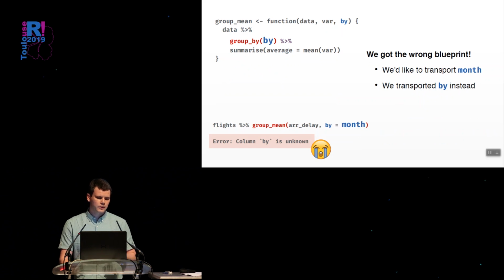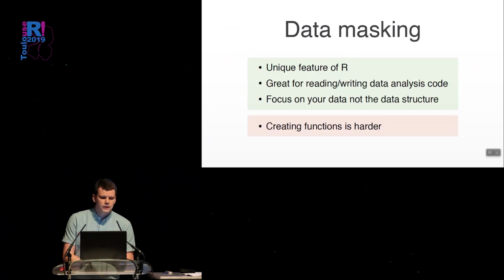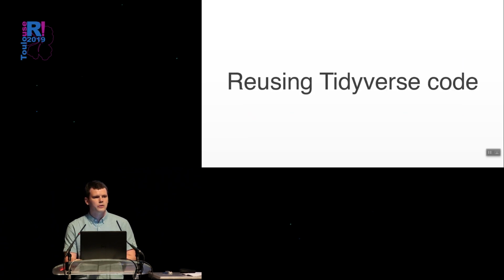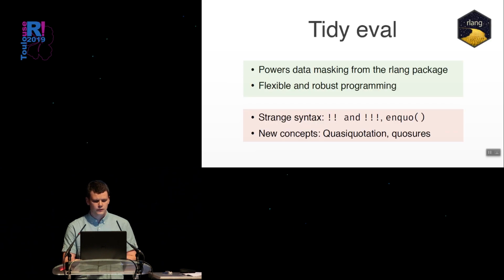And so that's what happens here. Group by is trying to capture a blueprint, and in this case, it contains a column by instead of what the user has supplied, which is month. So data masking is this great feature of R. It's great for writing data analysis code because you can focus on your data tasks rather than on how it is structured, data structures. And the upshot of this is that creating functions is harder. So we are going to see a few ways of doing it.